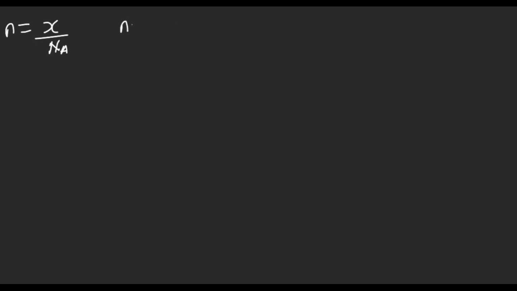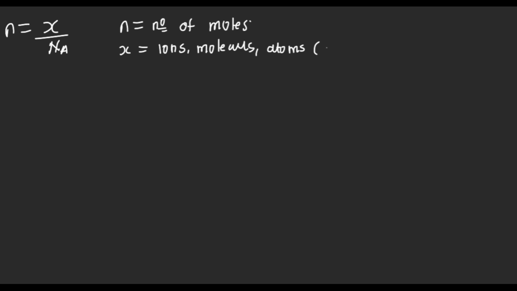Where small letter n represents number of moles, then for x, these can be number of ions, molecules, or atoms. Or we can simplify this by saying the x represents the basic units of matter. So if the question asks you to find ions, molecules, or atoms, it simply means you are solving for x.